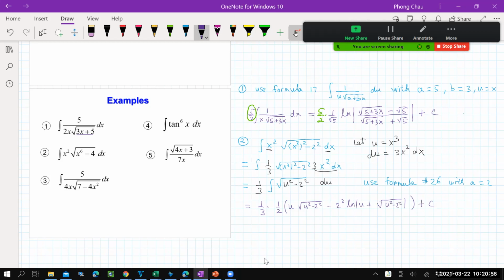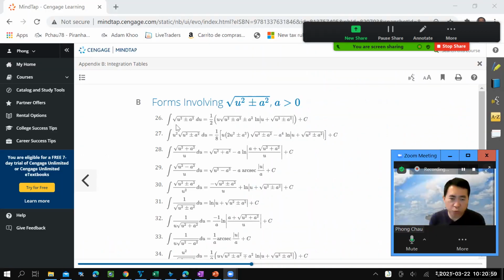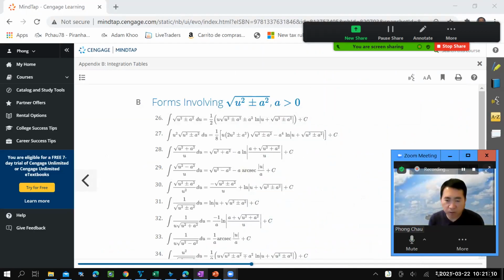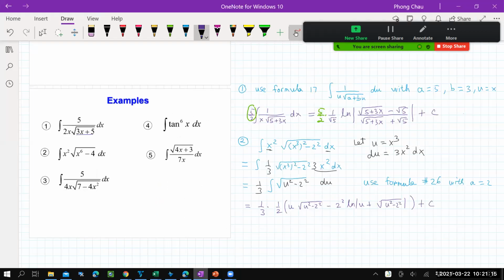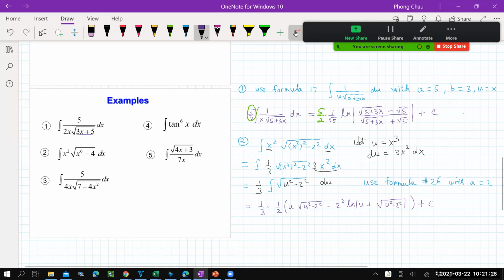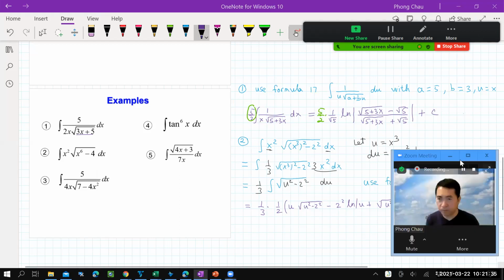Right? So again, using formula 26: half u square root of u squared minus a squared, minus half a squared natural log of u plus root u squared minus a squared. All right, so that's all we need. After you apply the formula, that's already integrated, and all you need to do is simplify and do a back substitution, since you have x. x to the third is the u.